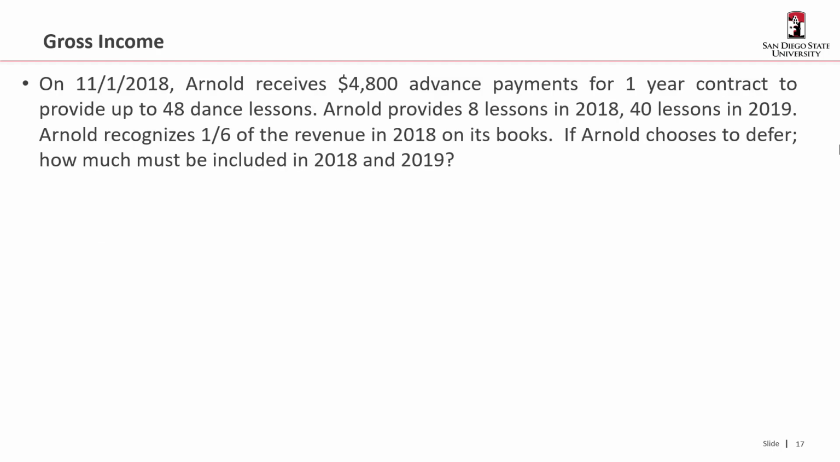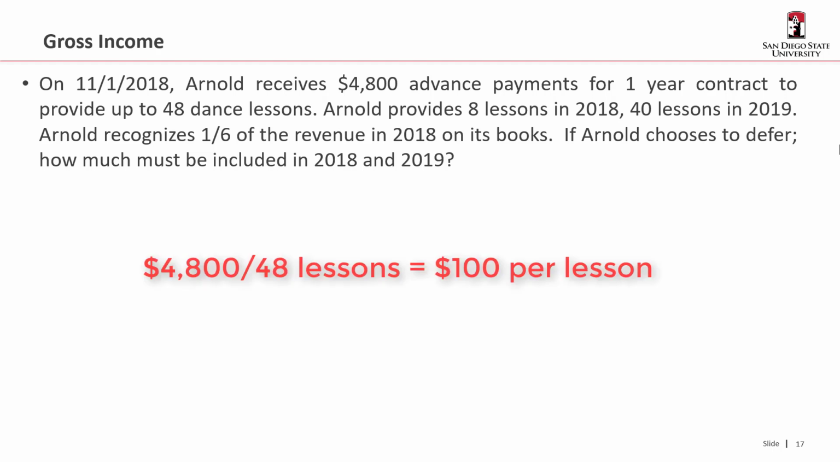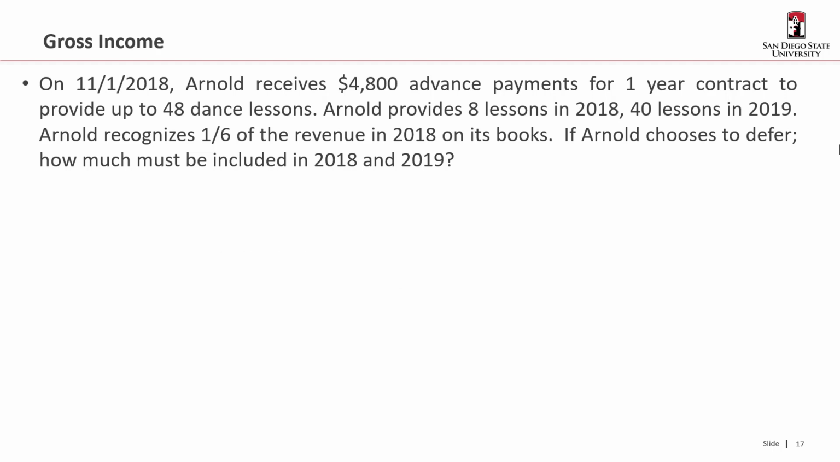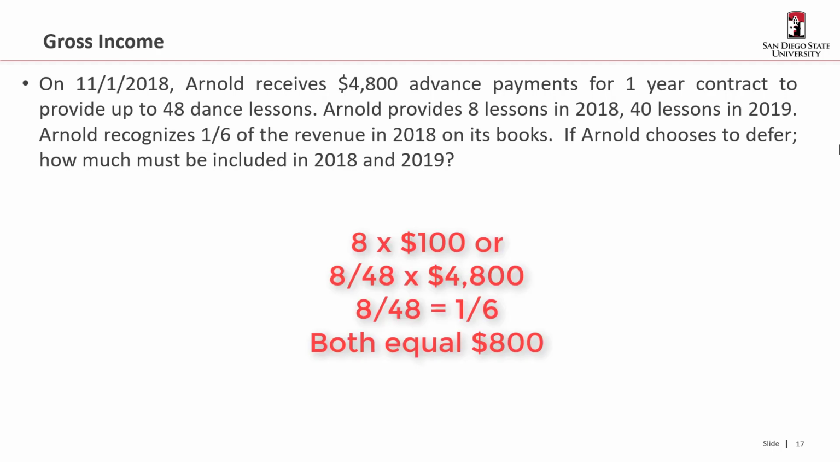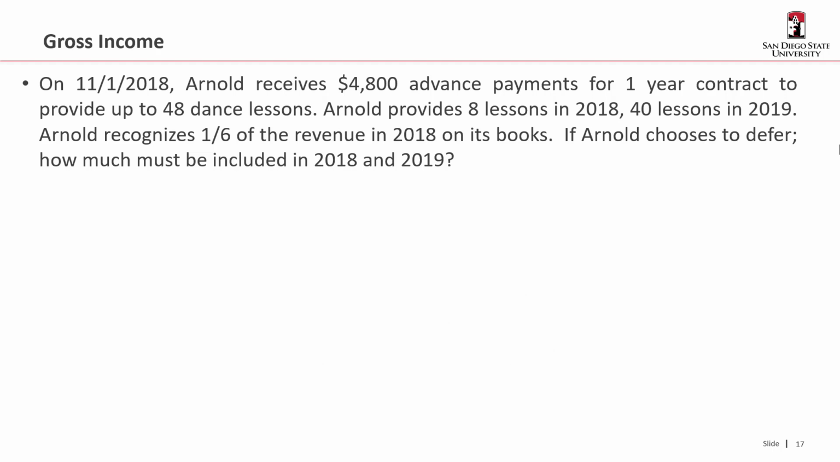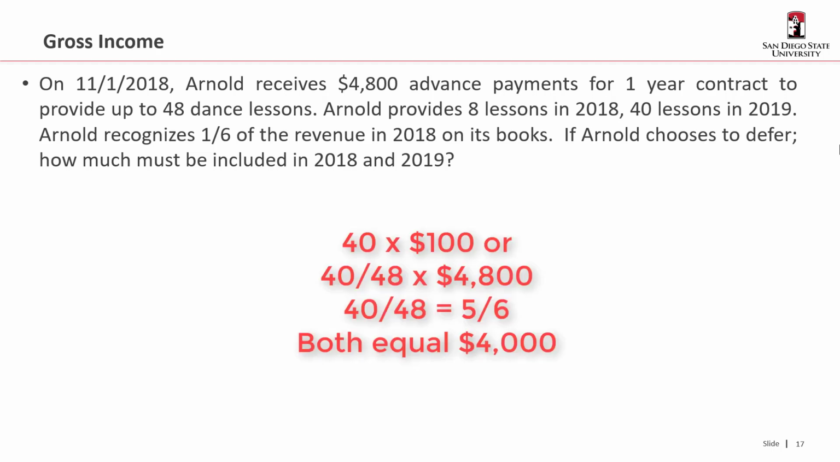Okay, so on November 1st of 2018, Arnold receives $4,800 of advance payments for a 1-year contract to provide up to 48 dance lessons. So Arnold provides 8 lessons in 2018 and 40 lessons in 2019. So when we think about what the book revenue for this would be, well, let's see, 8 lessons out of 48, that's 1/6. So he would recognize 1/6 of the 4,800 on his books in 2018, and then he would recognize the other 40/48s in 2019.